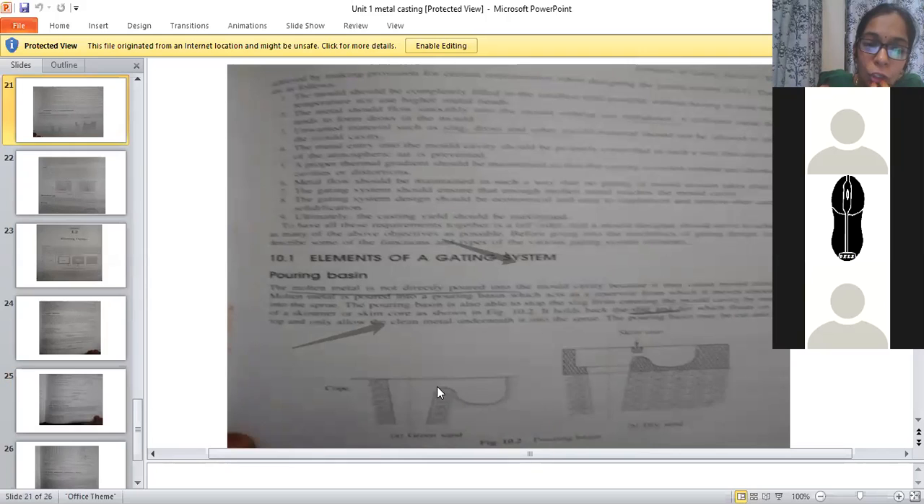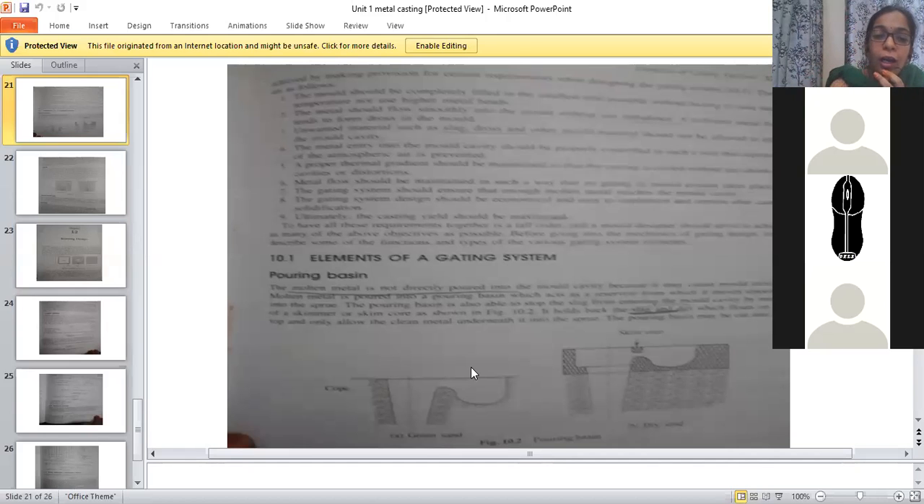For the pouring basin, you can see there is a fillet here. You have to write the reason why they have given the fillet to the pouring basin. As we all know, the molten metal should not have too much turbulence. If it has too much turbulence, the molten metal will not take the shape of the cavity. The flow of the molten metal should be strictly constrained. To constrain the flow, you give the fillet to the pouring basin.